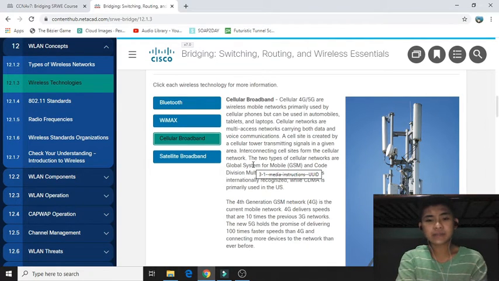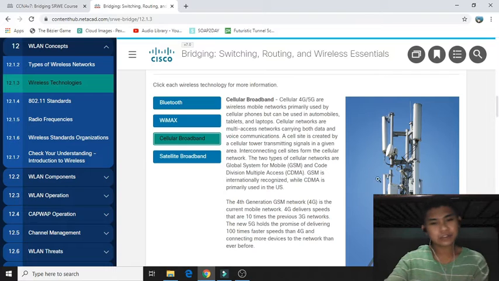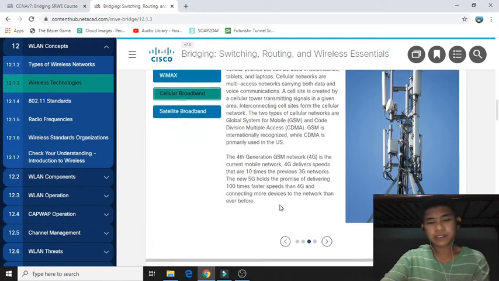Interconnecting cell sites form the cellular network. The two types of cellular network are Global System for Mobile Communications, or GSM, and Code Division Multiple Access, or CDMA. GSM is internationally recognized, while CDMA is primarily used in the US only.